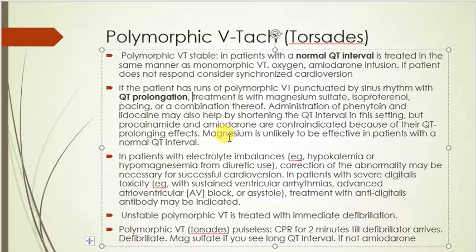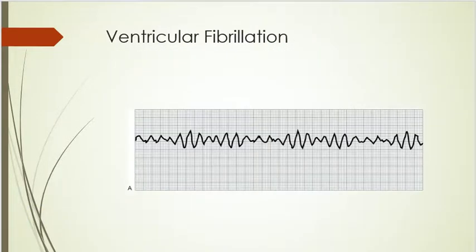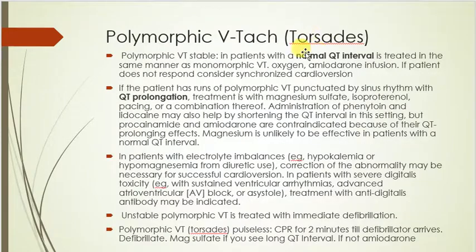With the monomorphic VTAC, you're going to see a lot of amiodarone. With CPR, follow CPR guidelines where you do 2 minutes straight of CPR. And like I said, the treatment that we do with torsades is mag sulfate. And then, of course, if that doesn't work, we start the amiodarone, because it has to be the other one where you have a normal QT interval.